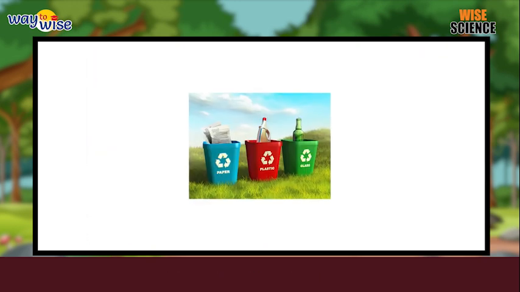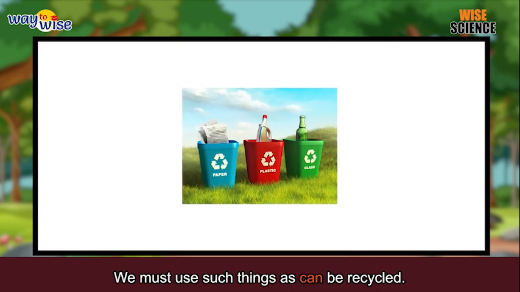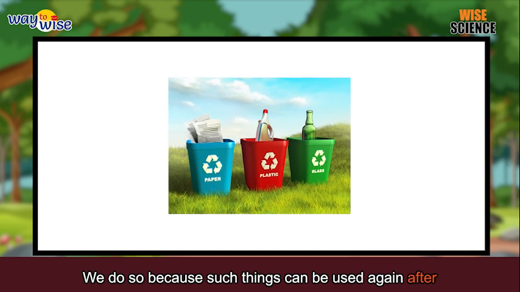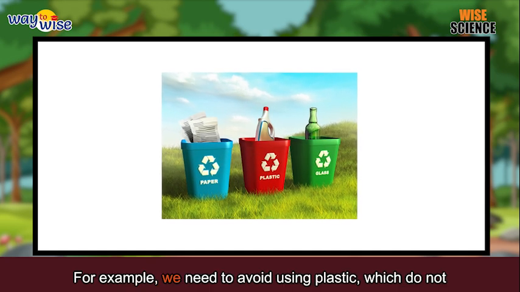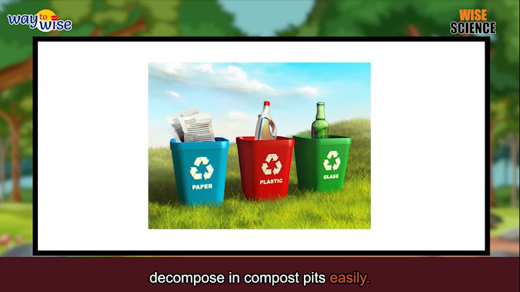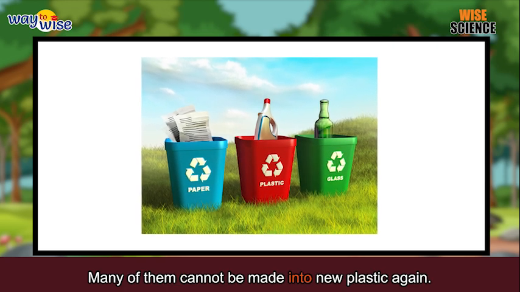Recycle. We must use such things as can be recycled. We do so because such things can be used again after processing. For example, we need to avoid using plastic, which does not decompose in compost pits easily. Many of them cannot be made into new plastic again.